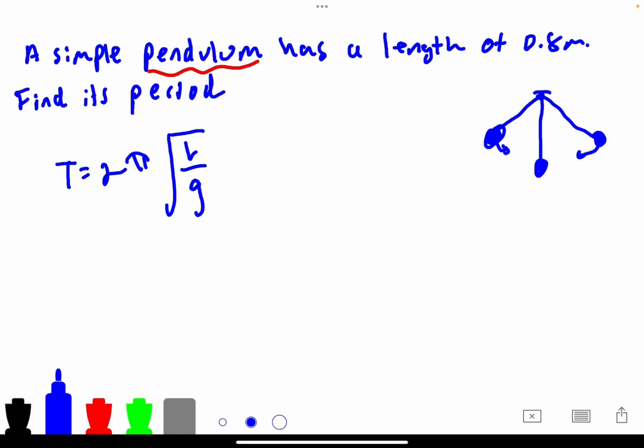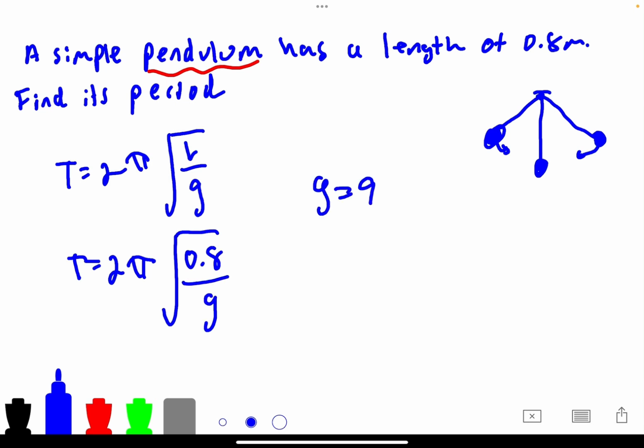So if we need to find the period of a pendulum, it would be 2 pi. We are given the length. The length is 0.8. Gravity for Earth would be around 9.8. So it would be 2 pi times the square root of 0.8 divided by 9.8. You would get roughly, the period is equal to 1.795 seconds, and that would be the period.